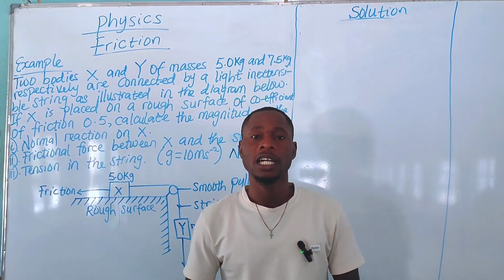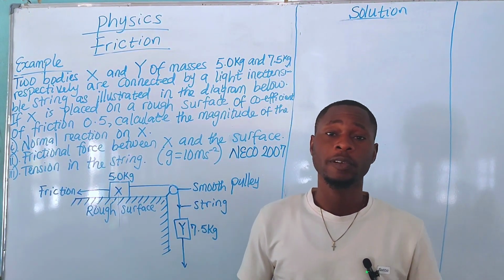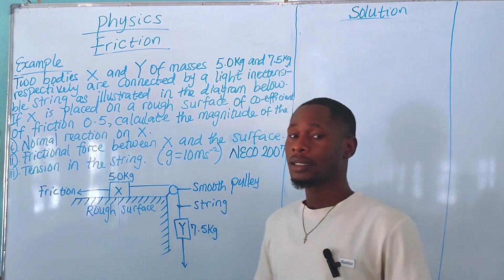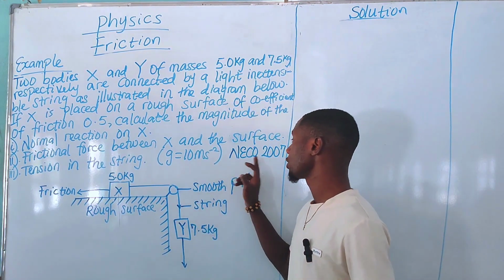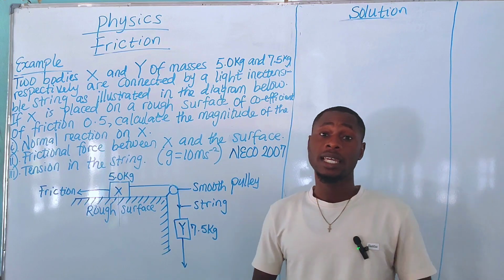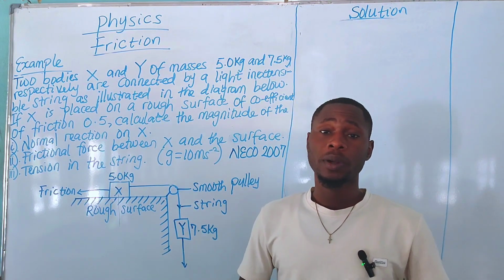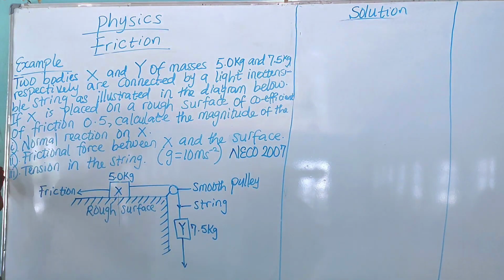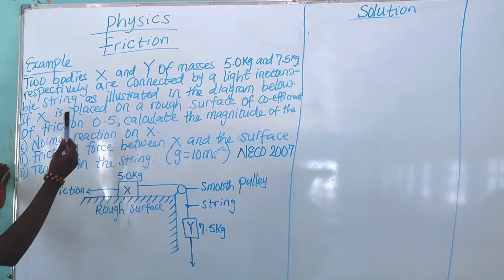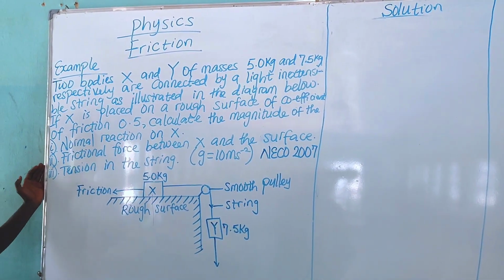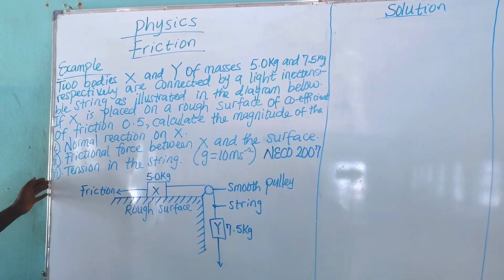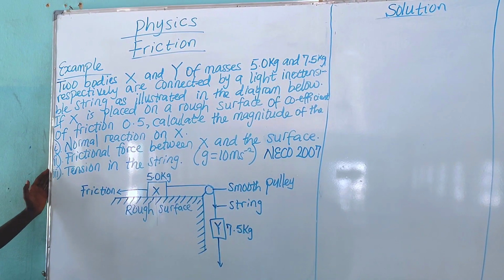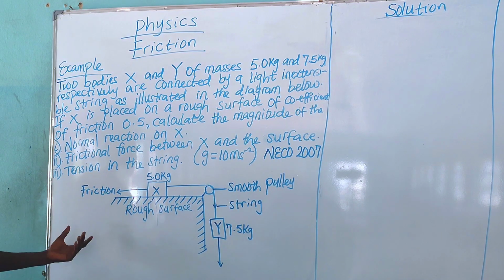Today we will be looking at another question from friction, and it's specifically NECO question 2007 AC question 11. So let's look at the question together. Now the question says that two bodies X and Y of masses 5.0 kg and 7.5 kg respectively are connected by a light inextensible string as illustrated in the diagram below.